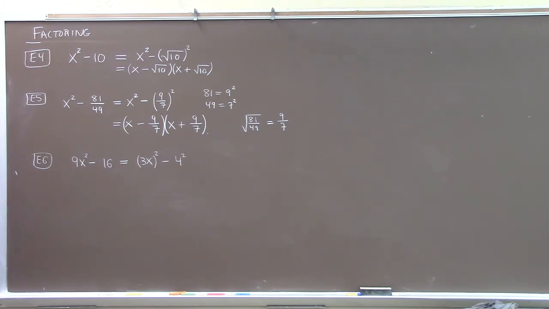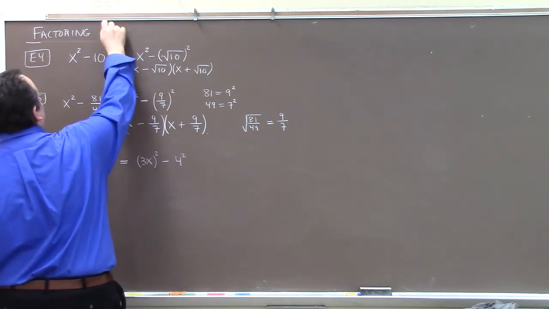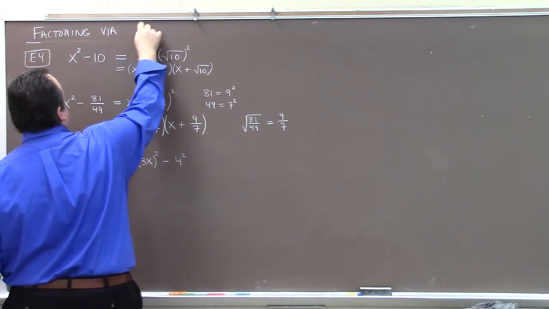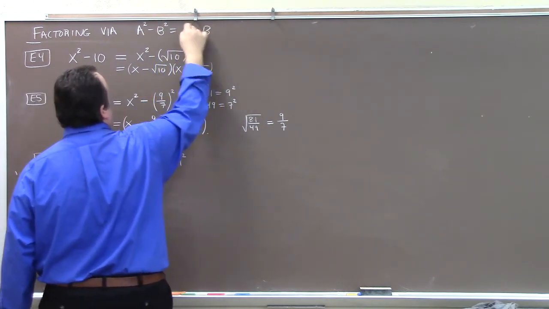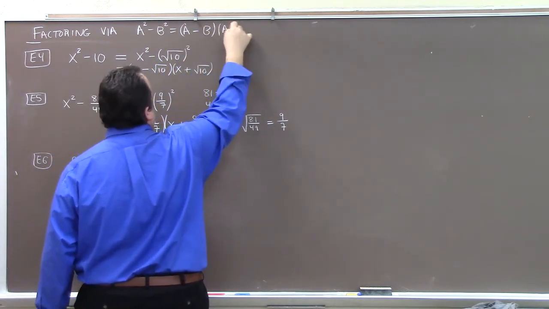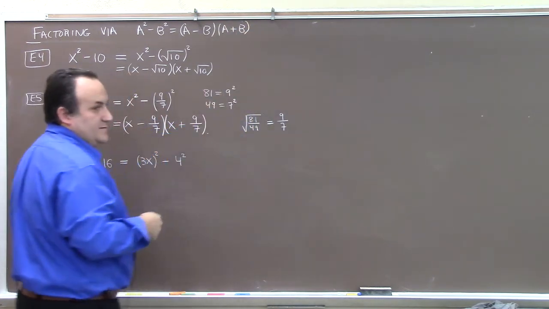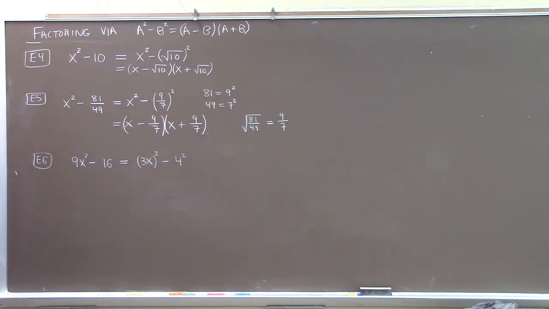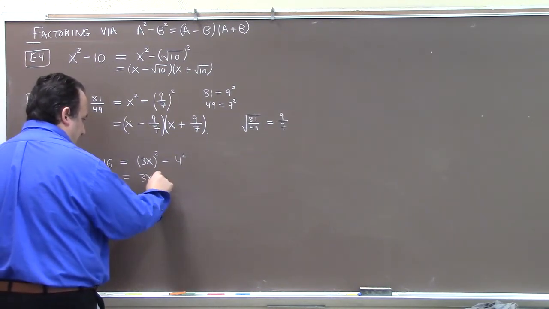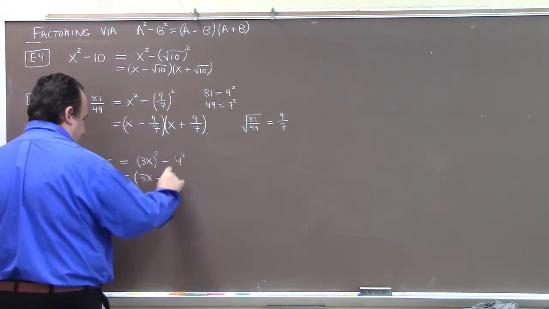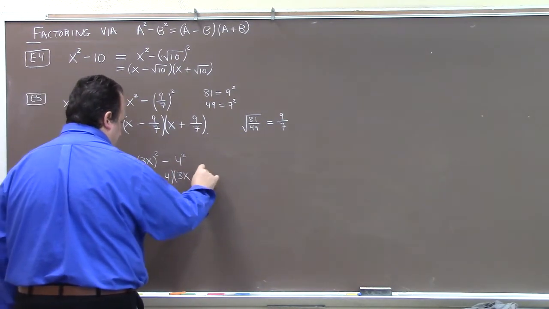So right now we're using difference of squares. The difference of squares is a squared minus b squared is a minus b times a plus b. And we can exploit this formula; there are many examples that allow us to factor using this formula, right? Like this one here. What do we got? So we get 3x minus 4, 3x plus 4, right?